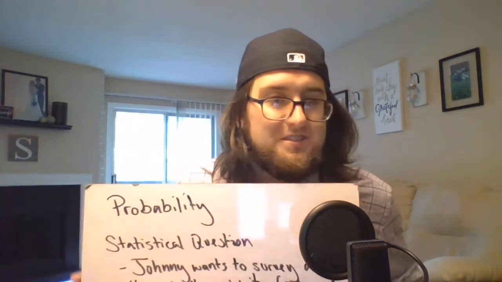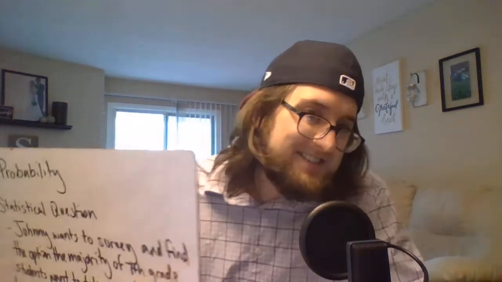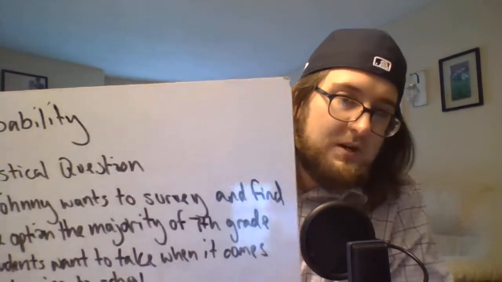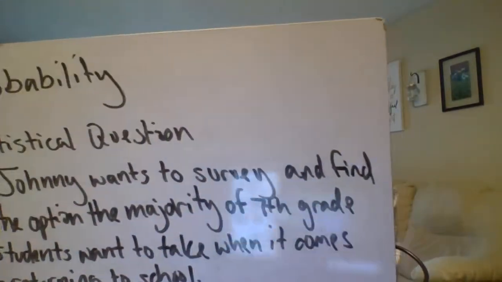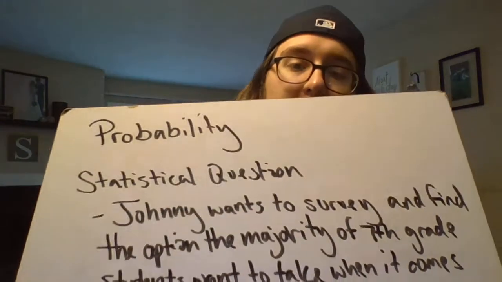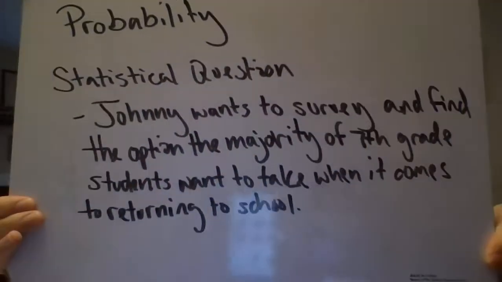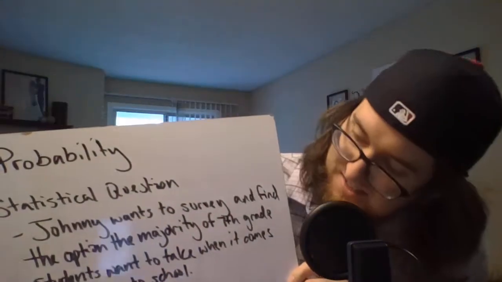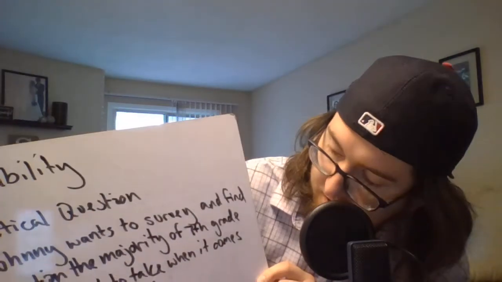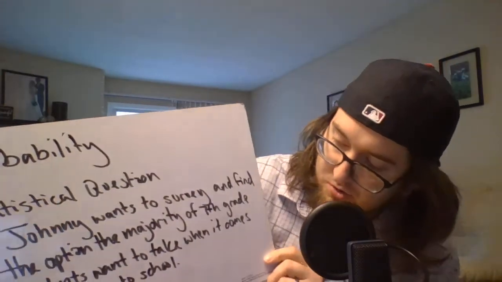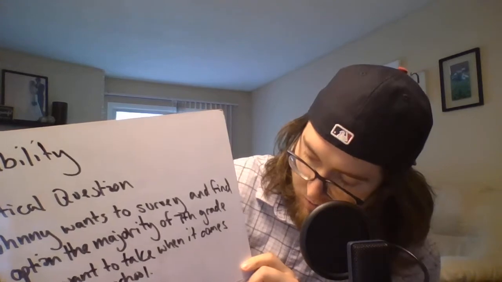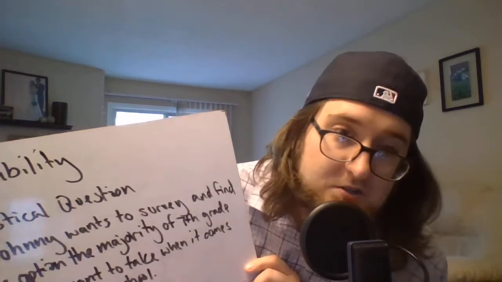Probability. We're going to start with a statistical question. We're going to talk about biases first. So if you're given a question such as this one, and I am not expecting you to be able to read that, so I'll read it to you. It says, Johnny wants to survey and find the option the majority of seventh grade students want to take when it comes to returning to school.